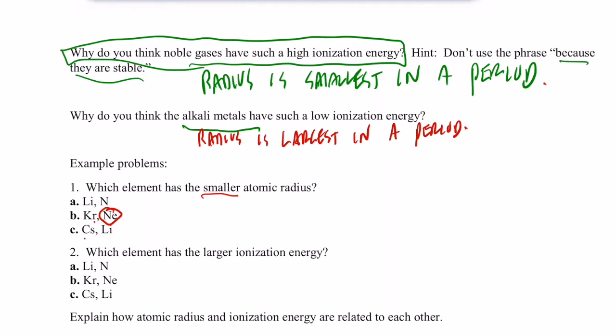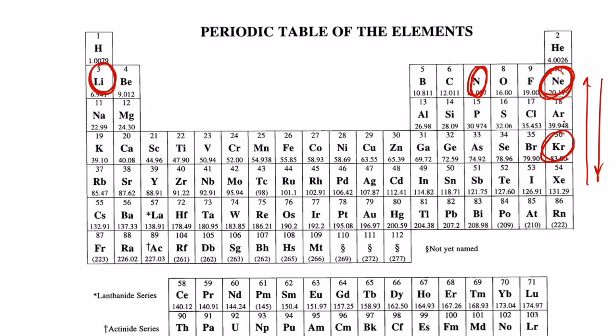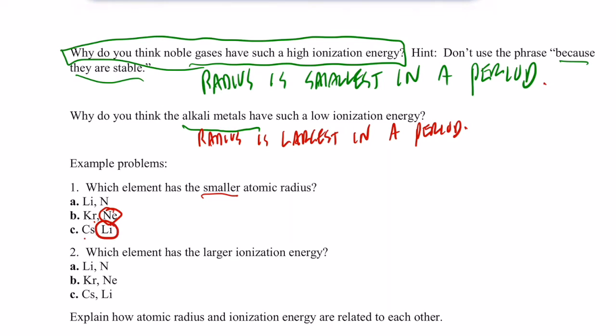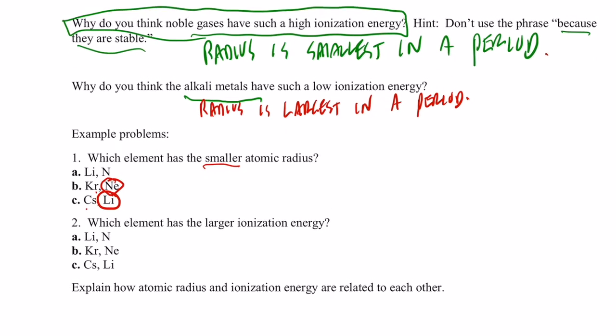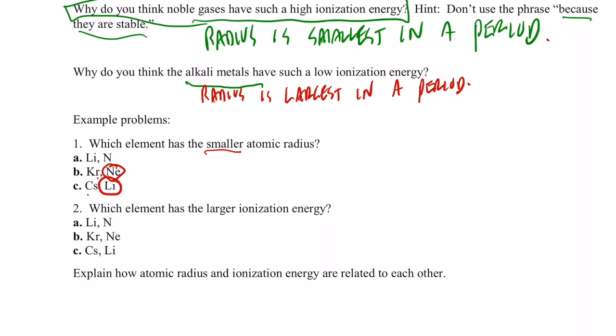Okay, and then cesium and lithium. So cesium's right here. It has 1, 2, 3, 4, 5, 6 energy levels. Lithium only has 2 energy levels, so I hope you chose lithium in that pair. All right, number 2, which element has the larger ionization energy? Remember, if the ionization energy is high, the radius must be smaller. That's right, because the electron's closer to the nucleus and therefore harder to remove.